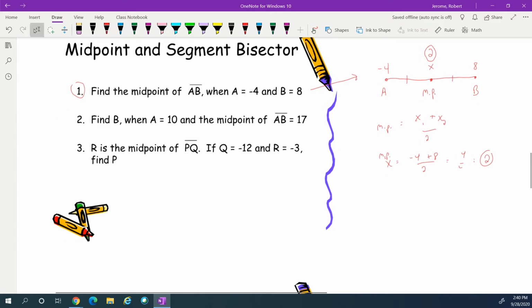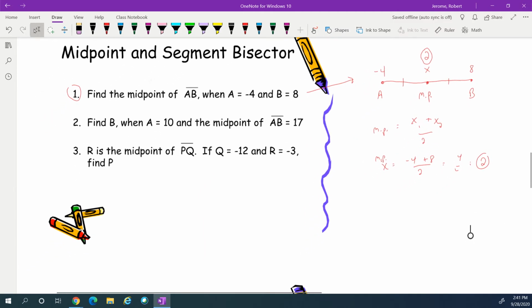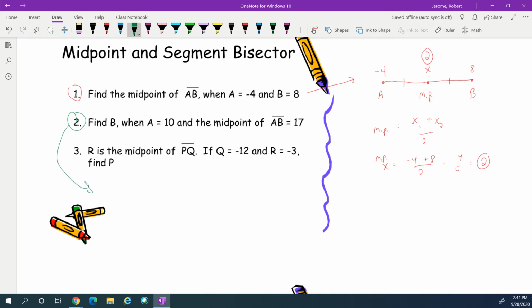Let's look at number 2. They're asking for something different, but the way we're going to do it is exactly the same. Number 2, I'm just going to bring it down here. So again, segment AB, right? So I need an A and a B. A is 10. B, I don't know. B is what we're looking for.